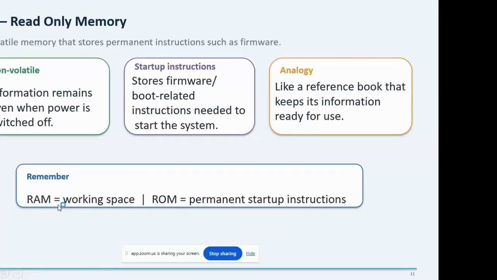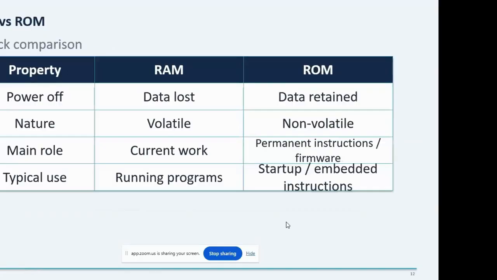Now here you can easily remember this: RAM is your working space and ROM is your permanent startup instructions. A quick comparison, I have given in this table. As I told you, when the power is off, the data in the RAM is lost, whereas in the ROM, the data is always retained. You know, right? When you switch off the system, the data which you have typed will be deleted. But does the operating system go off? No, the operating system is there in your system only, right? So that is why the data is retained.